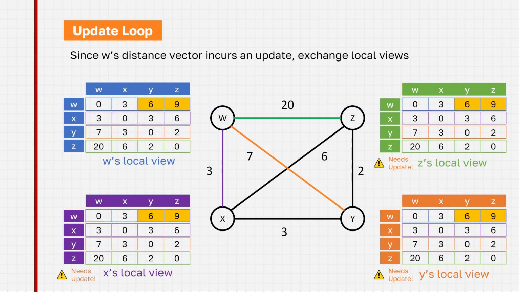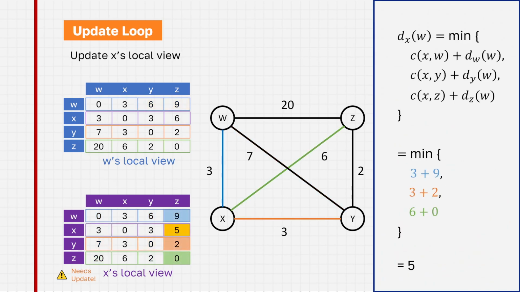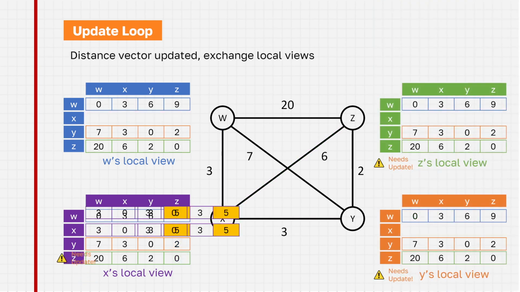Thus, everything here will still require an update again. Okay, so repeat the same thing. This one is for X's local view. Oh, I got an update here. So this one has to be shared again.